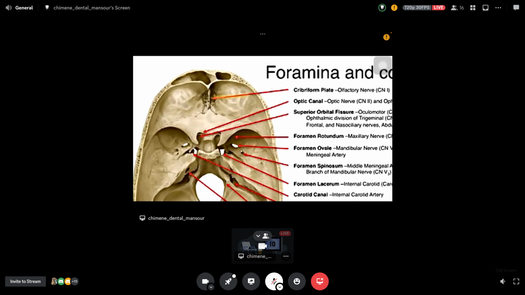Maxilla, so for the maxillary, paired also. Pay attention that 2 maxilla makes 1 maxillary, and that between the two maxilla you have the intermaxillary suture, right? And for the unpaired bones, it is the vomer and the mandible, right?